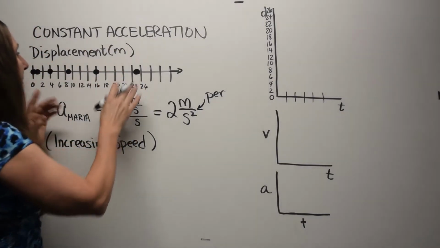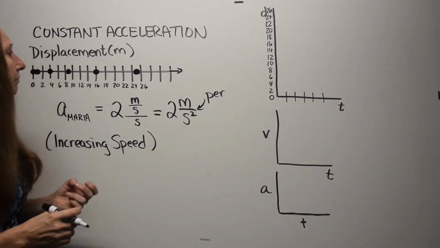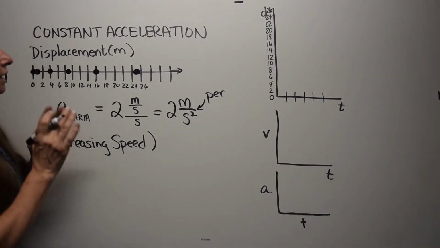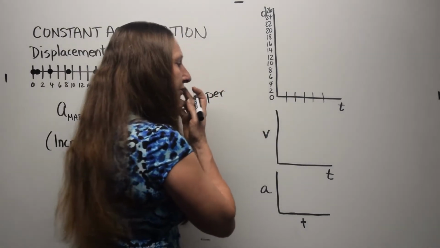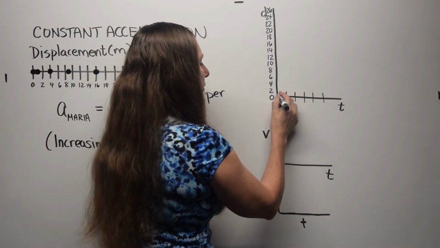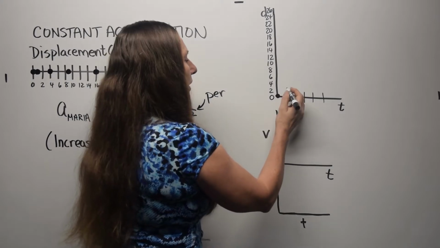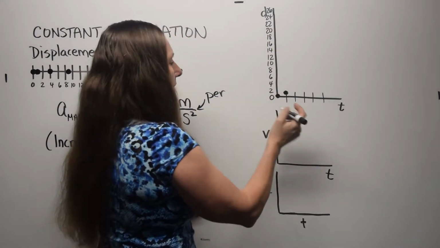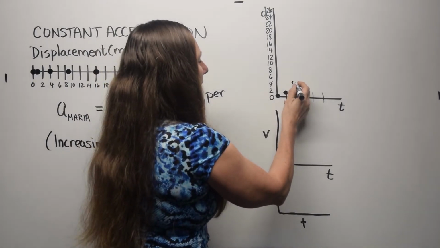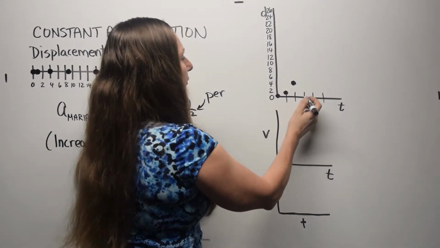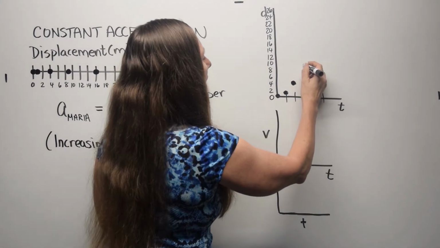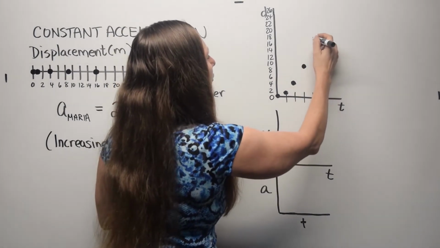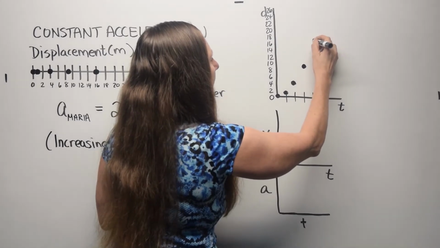So this is what's happening to the displacement if you are accelerating. Now, let's put that on a graph. After 1 second, we start at 0, 0. After 1 second, you are at 1. Your displacement is 1. After 2 seconds, you are at 4. After 3 seconds, you are at 9. After 4 seconds, you are at 16.